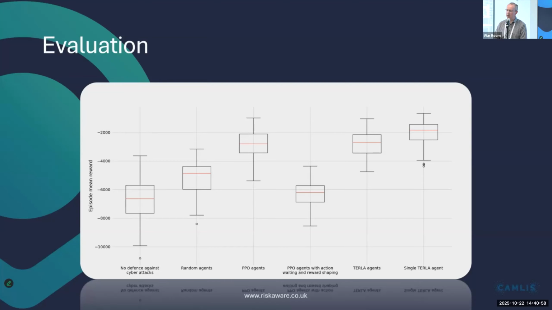And so third in, you can see the result for the vanilla PPO agents. And that gives us the baseline performance that we want the TERLA agents to achieve, but obviously without the limitation that it would need retraining for a different topology or size network. The next one across is the PPO agents with action weighting and reward shaping, and that actually performed terribly, worse than random. And I'll explain why on the next slide. It's a little bit easier to see.